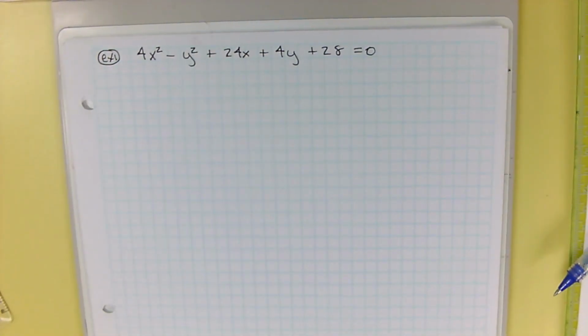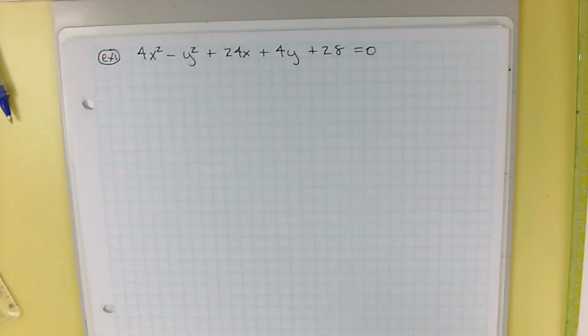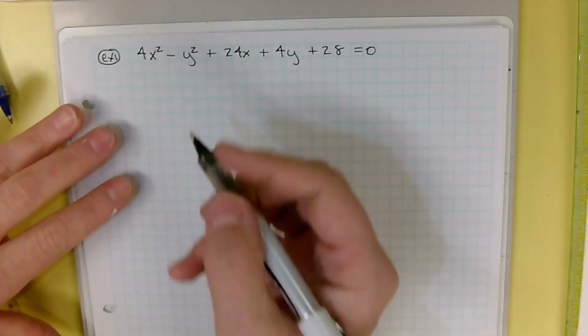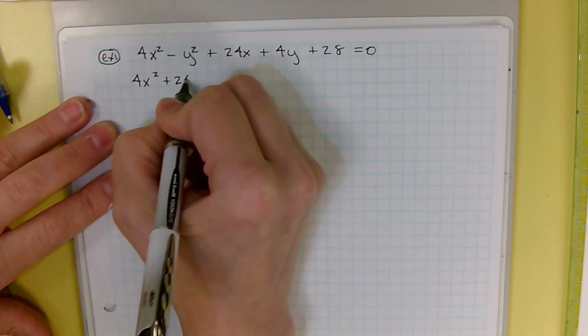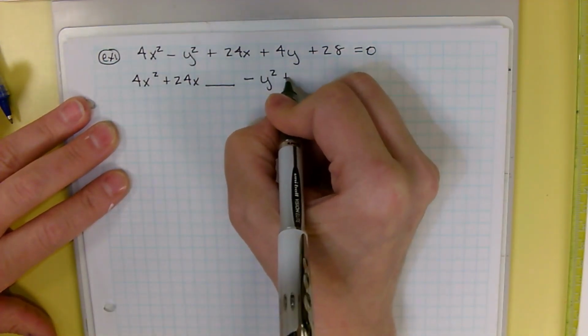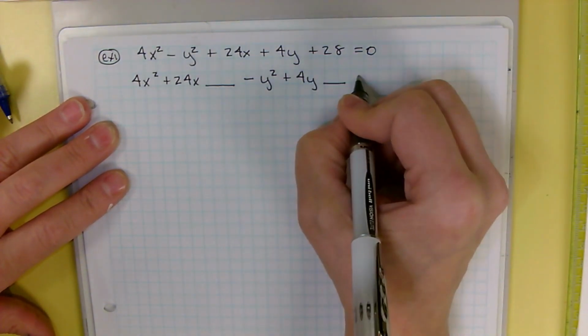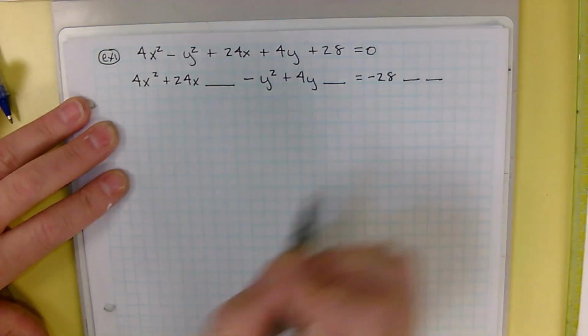In this form, the only thing you know about it for sure is it's not a parabola because an x is squared and a y is squared. Whether it's a circle, an ellipse, or a hyperbola, you're going to complete the square for x and y for all three of those. So that's where you always start. So let's group our terms. 4x squared plus 24x, leave a space, minus y squared plus 4y, leave a space, and subtract the 28 over to the right, negative 28, space, space.